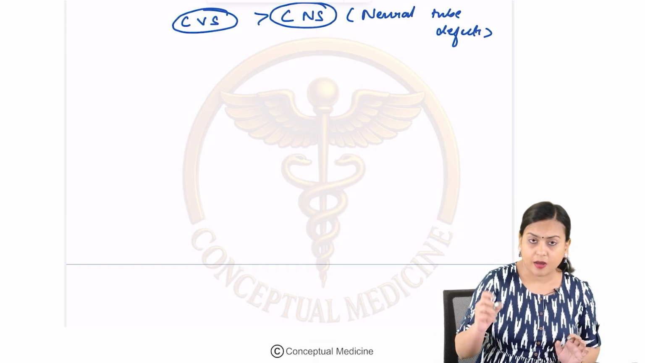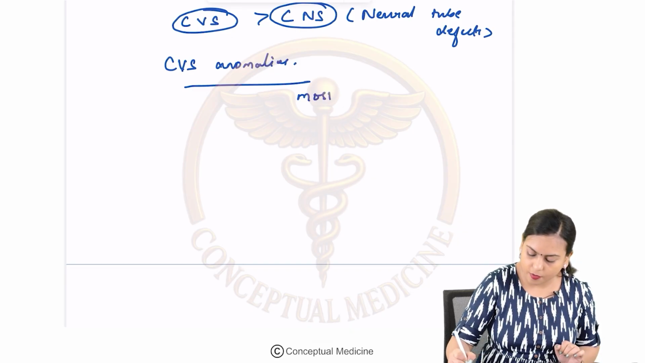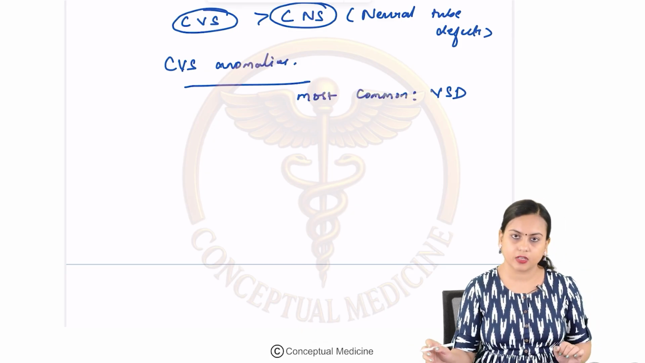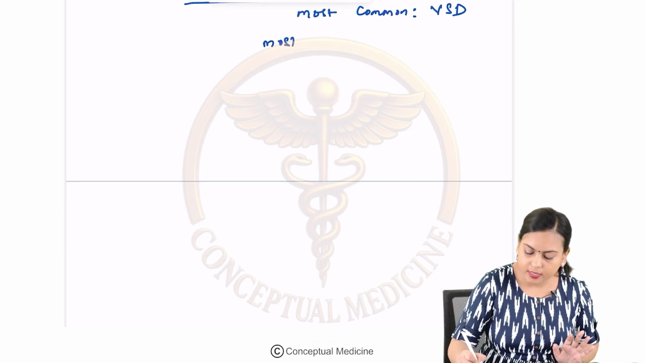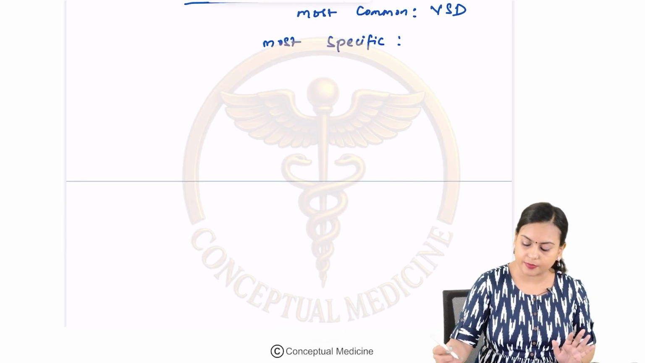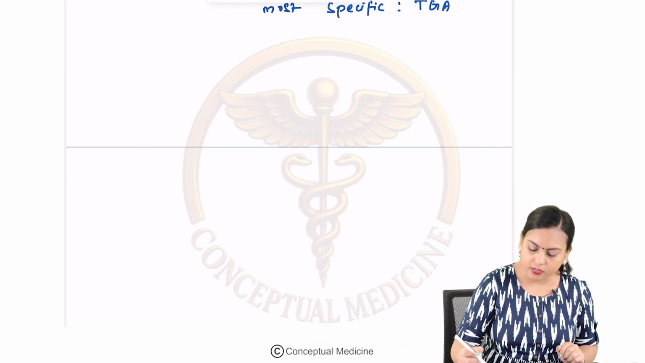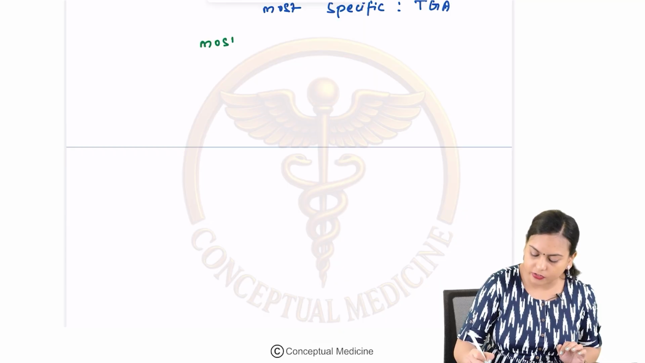Okay, and among the CVS anomalies, if you ask me which is the most common CVS anomaly, it is ventricular septal defect. So that is most commonly seen. But the most specific CVS anomaly for gestational diabetes mellitus or pre-gestational diabetes is TGA. Then also one of the most common findings that you can see in USG.